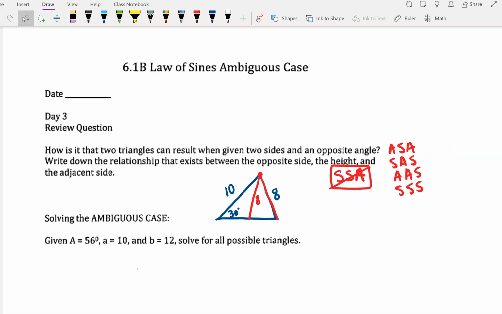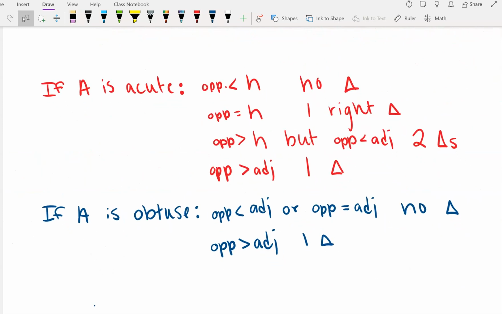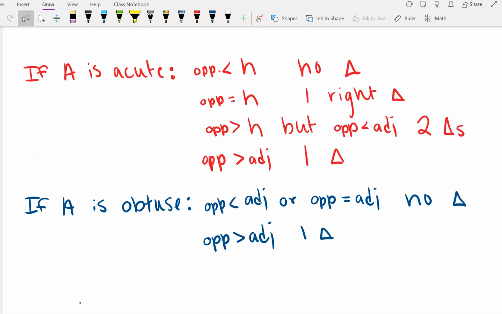Alright, and then the second part of the question said write down the relationship that exists between the opposite side, the height, and the adjacent side. So what I did was I wrote this down ahead of time, and I would like you to pause the video and write all this down. This is going to be really important. We're going to refer back to this, and this will help you whenever you're doing the ambiguous case. I want you to focus a lot on this third one right here.